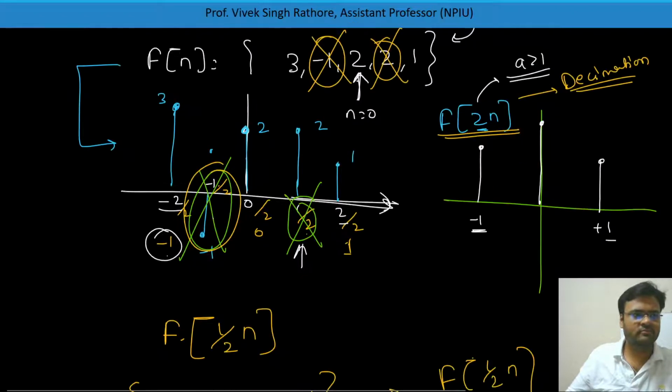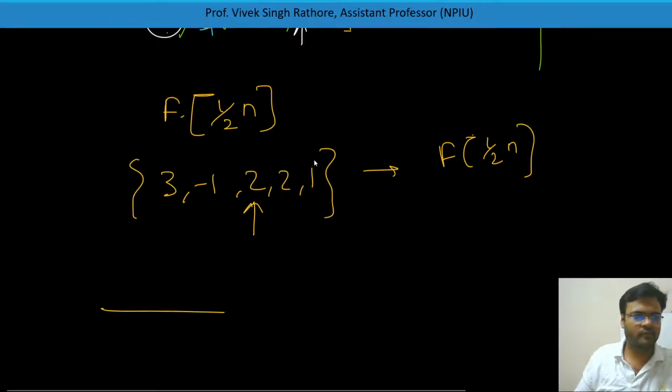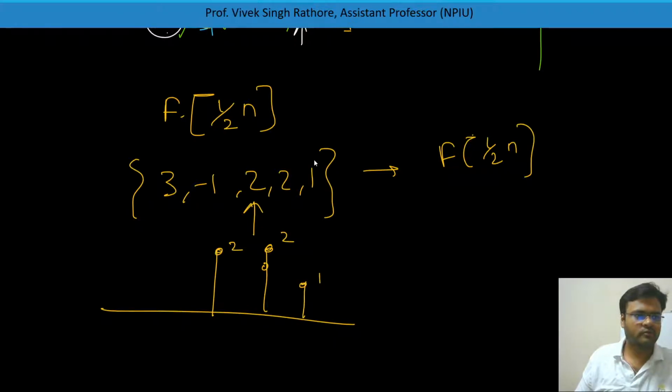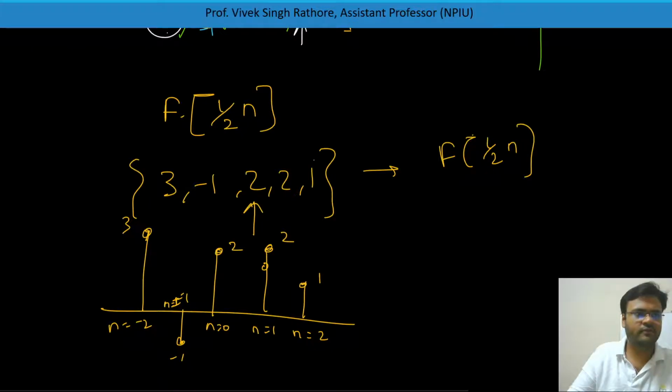So let's plot here again, we'll do it fast. This value will be 2, this value will be 2, and this value will be 1. So n is equal to 0, n is equal to 1, n is equal to 2, and this value will be minus 1 for n is equal to minus 1, and this value will be 3 for n is equal to minus 2. So now what we need to do, just we need to divide by half.